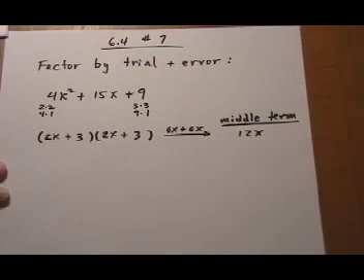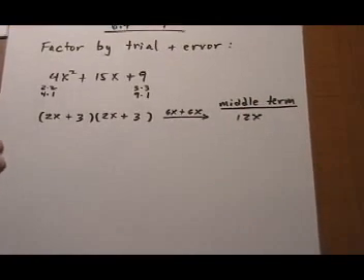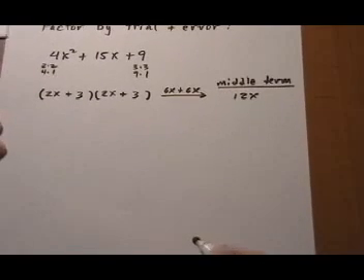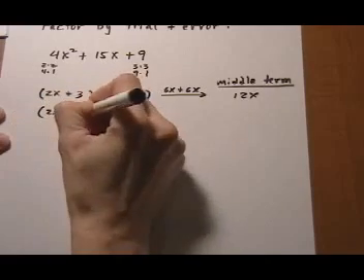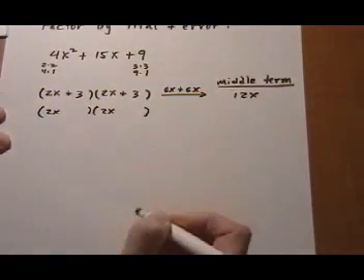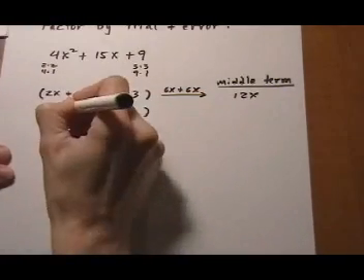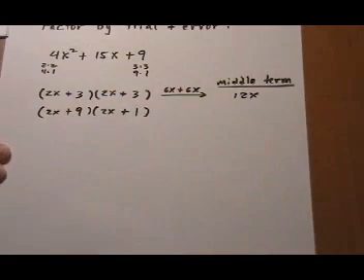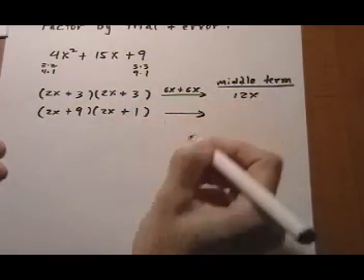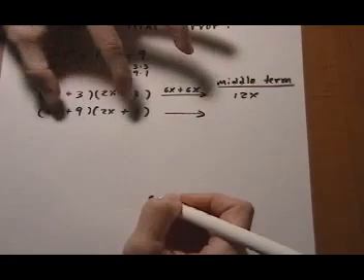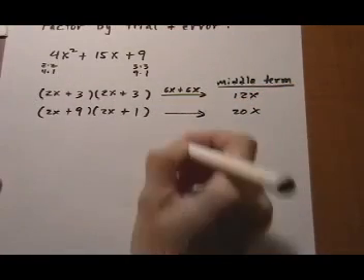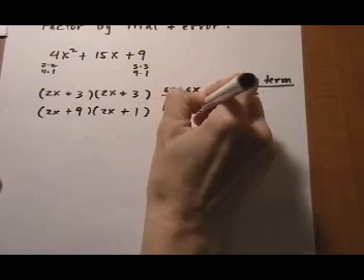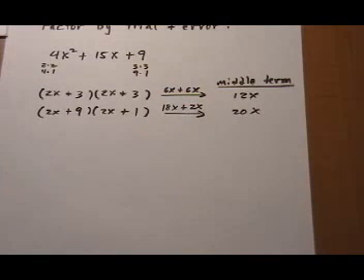That's not what we want, so we keep going. You just keep going until you find the one you want, because we want 15x to be our sum. So I stick with the 2x because I still have another option to try, the 9 times a 1. I still know they're going to be plus and plus, and now I look at the middle: 18x plus 2x, 20x. That didn't work either.